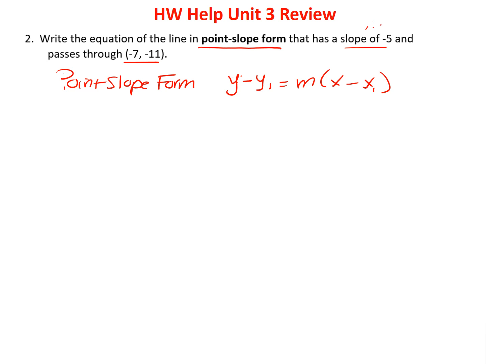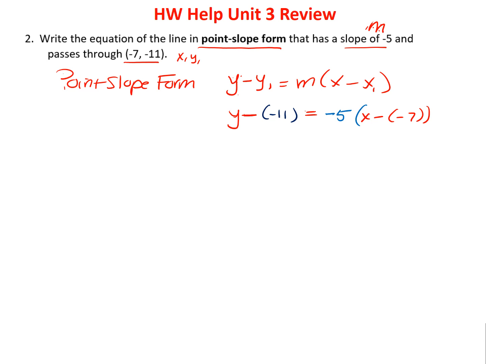So here's our slope, and here's our x1, y1. So this question is simply a matter of plugging in those two things and maybe doing a little simplifying. So this is going to be y minus, and then my y1 here is minus 11, equals the slope, which is minus 5, times x minus, and then again minus 7.